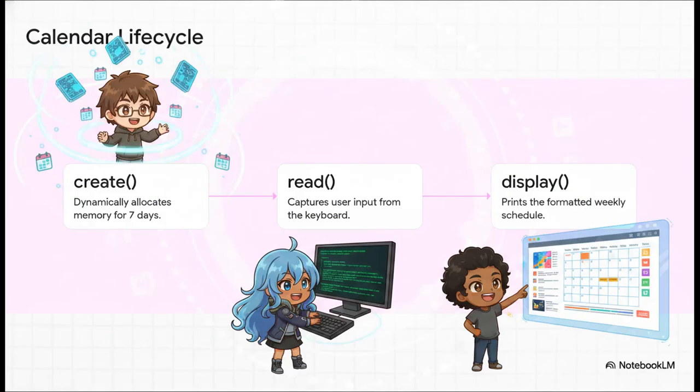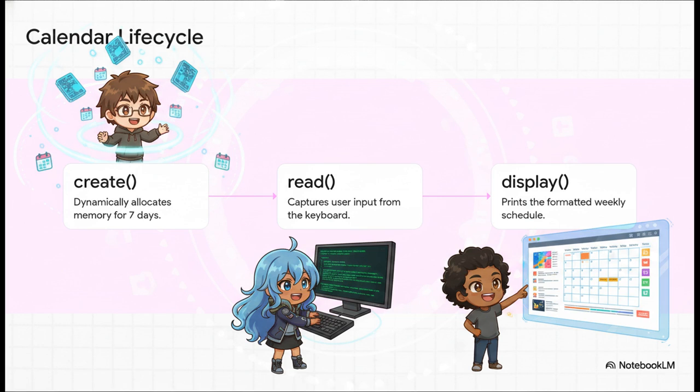But hey, a single day doesn't make a whole week. To actually build out our calendar program, we need a life cycle, which we break down into 3 logical steps. First, our create function dynamically allocates memory for exactly 7 days. Second, the read function jumps in to capture the user input, things like day names, dates, and descriptions. And finally, the display function processes all that raw data into a weekly report.